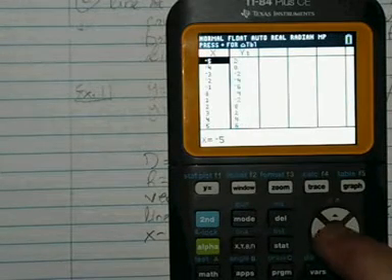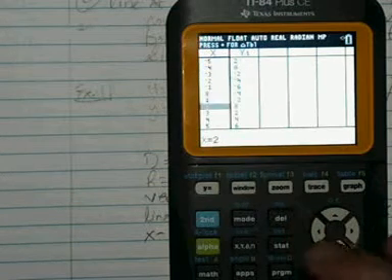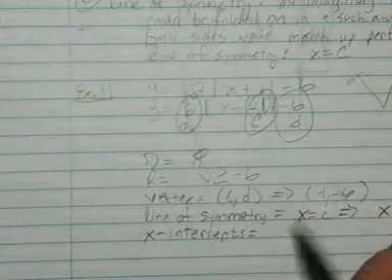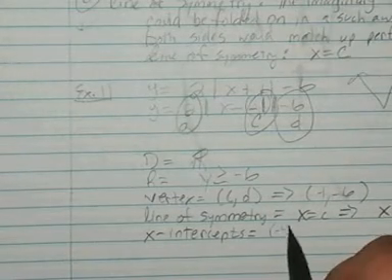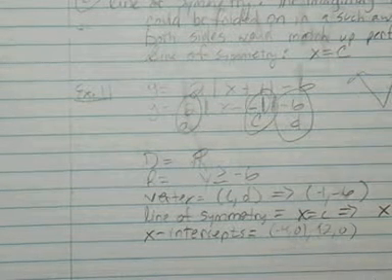Let's go up here. Sure enough, there's negative 4, 0. And if I go down here, there's the other 0 in the y column at 2, 0. So my x-intercepts are negative 4, 0, and I broke my lead. I've done that like 6 times. And 2, 0.